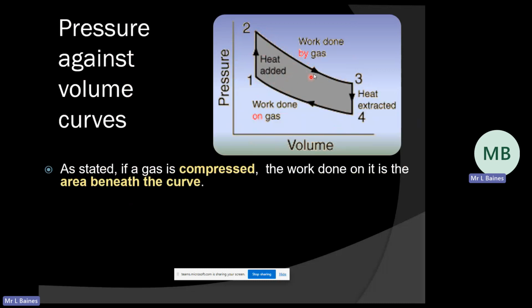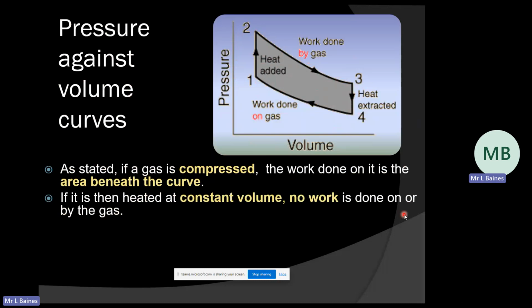So you can see this grey area that I'm highlighting with the laser pointer is the net work that I get back from my gas. All right, and we're going to go into quite a bit of detail.